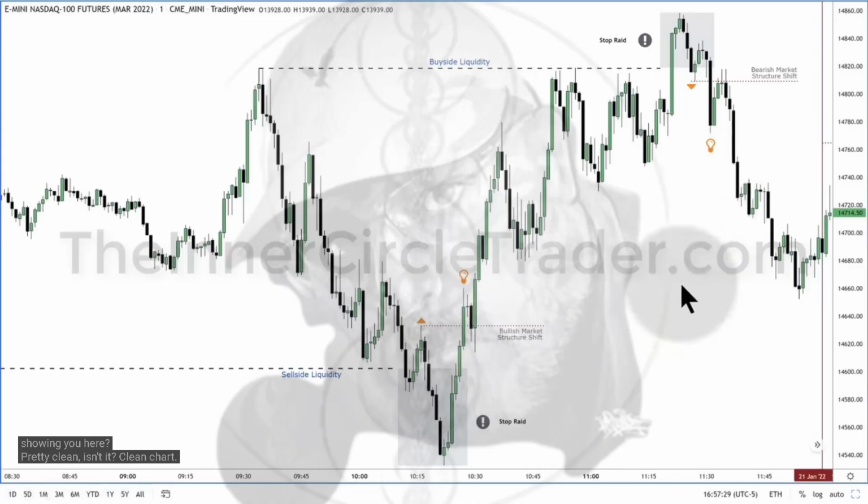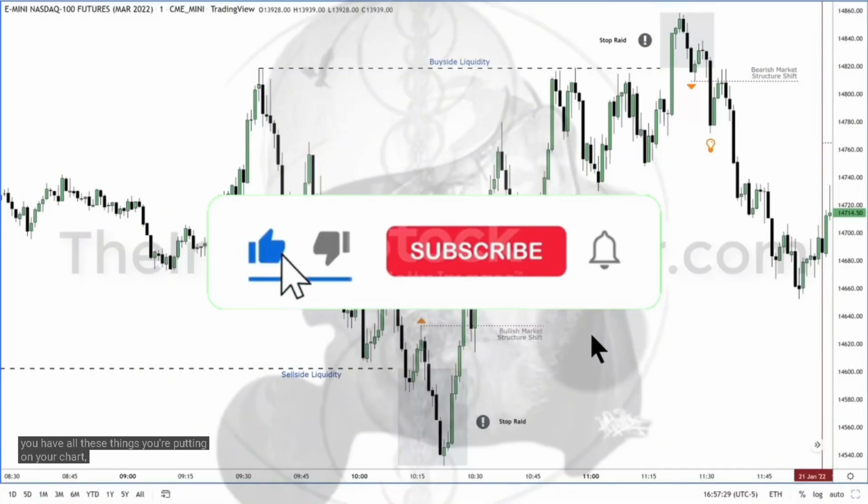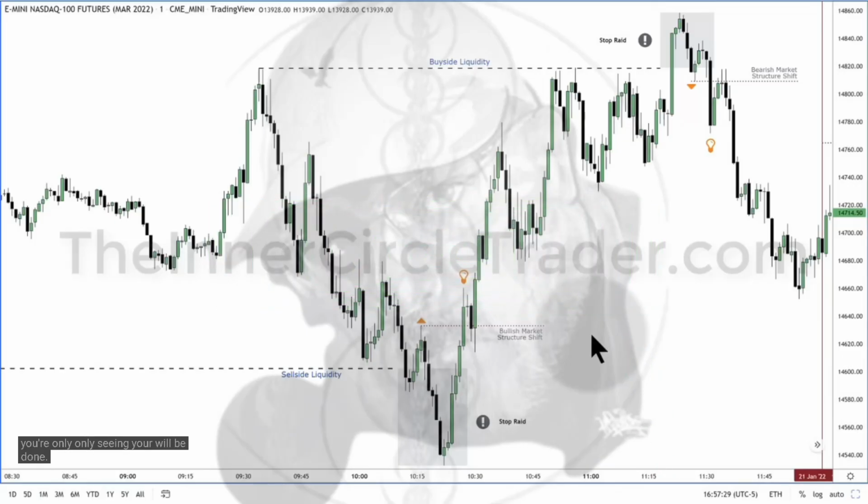Pretty clean, isn't it? Clean chart. Now, I don't have all these things on my chart when I'm watching price because I already know what I'm looking for. And I don't want any distractions, or a level or some kind of annotation that's going to keep me thinking only with that perspective or idea. It allows me to be fluid with what the market's actually doing, versus going in and saying, okay, this is what I think is going to happen, and this is the only thing that can happen. You understand what I just did there? I allow myself to be flexible, whereas if you have all these things you're putting on your chart, you're only seeing your will be done. So I keep my charts clean.